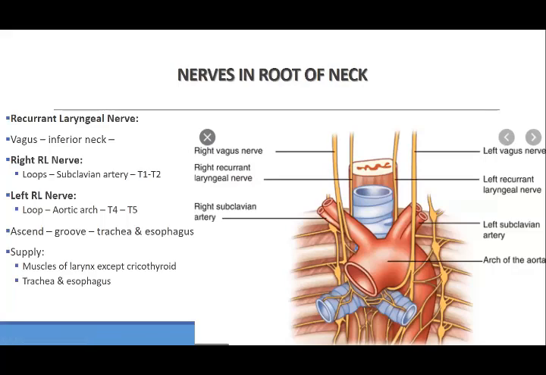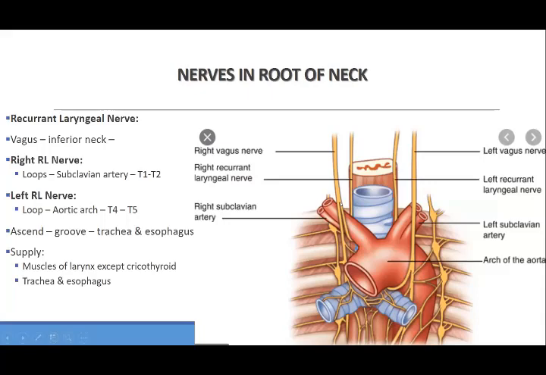Even if you write or remember just this much, you will at least get some marks. One tends to forget, when there are so many relations, what the supply is. So the good thing is that the nerves are named according to their functions or their location. So let's talk about the recurrent laryngeal nerve.